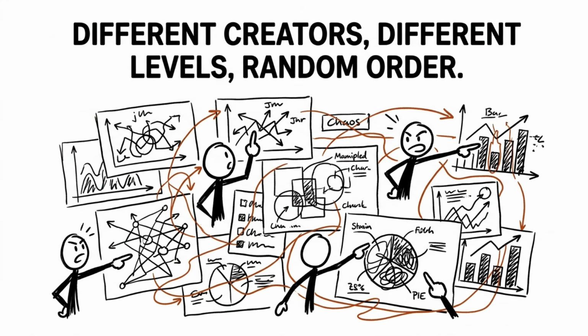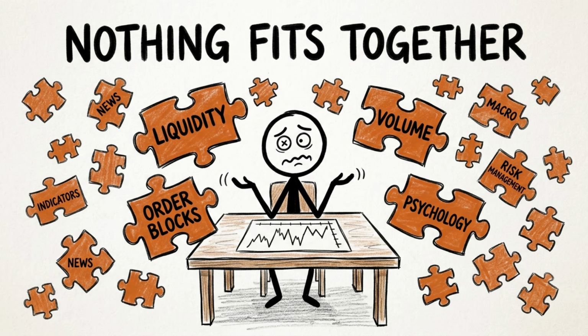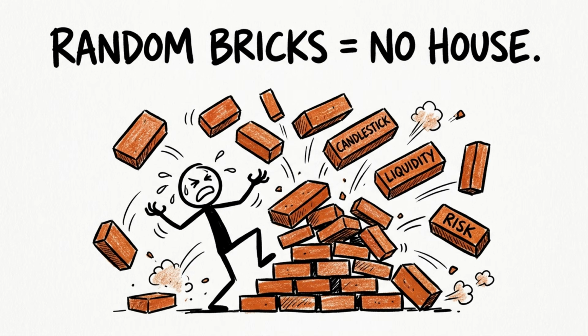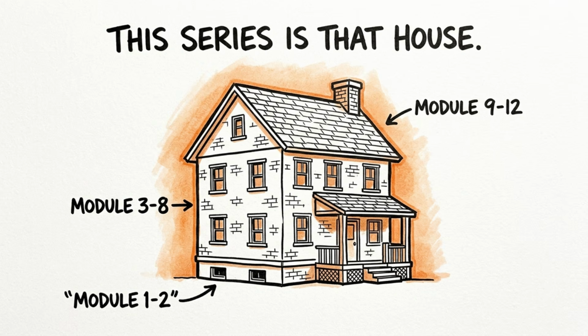They watch a video on liquidity, then a video on risk management, then a video on candlestick patterns, then a video on psychology, all from different creators, all in random order, all at different levels of depth, all missing the connections between them. And then they sit down at a live chart and nothing fits together, because you cannot build a house by randomly collecting bricks. You need a foundation first, then walls, then a roof, in the correct order. This series is that house, built brick by brick in the correct order so that every concept connects to the one before it and prepares you for the one after it.